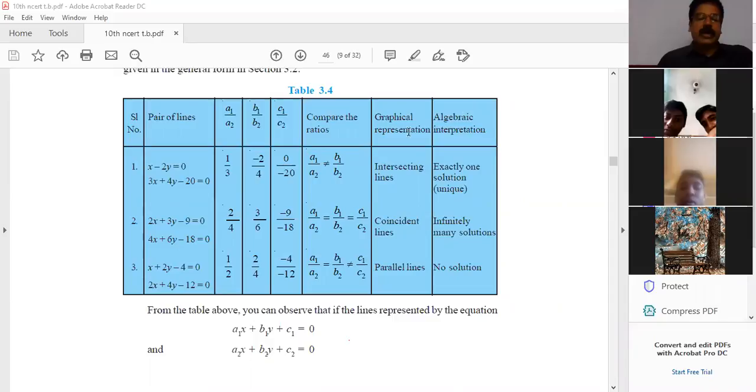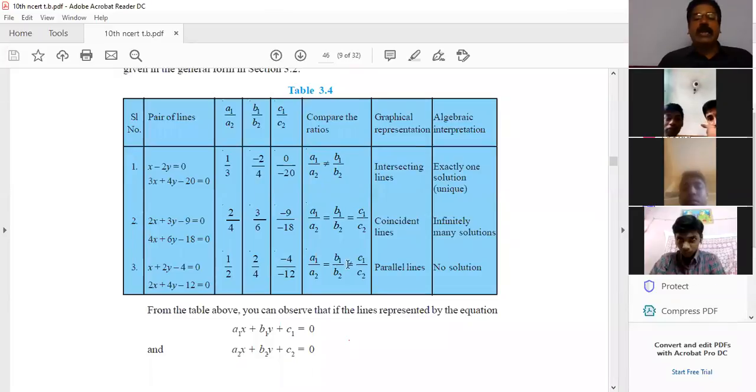Okay, and now the ratio is a1 by a2 means 1 by 2, b1 by b2 means 2 by 4, c1 by c2 means minus 4 by minus 12. That means here we compare the ratio: a1 by a2 equal to b1 by b2, 1 by 2 equal to 1 by 2, but it is not equal to c1 by c2. See, this is the difference. Hence, the graphical representation is parallel lines, and the algebraic interpretation is they have no solutions. These equations are called inconsistent.